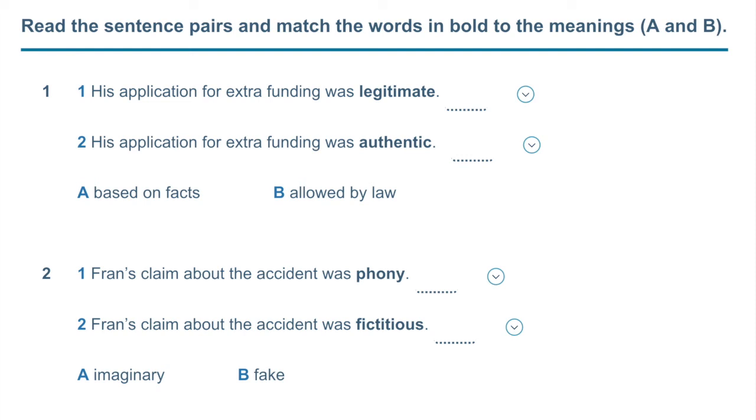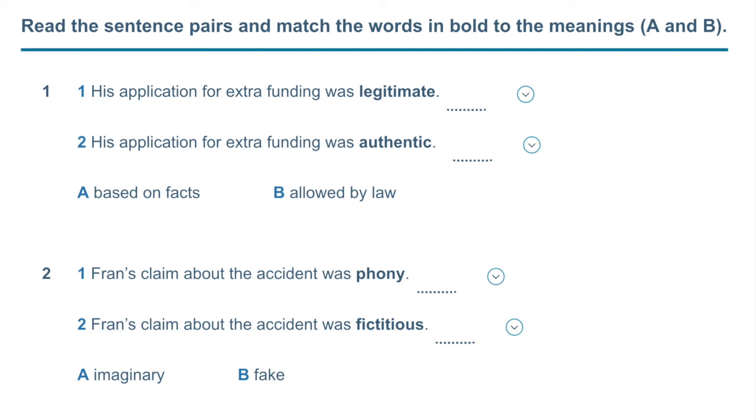Now let's see activity 3. And this is the last activity that we are going to do in this video, because then exercise 4 is also in the Google Forms. So read the sentence pairs and match the words in bold to the meanings A and B. So this is meant to revise some of the vocabulary that we saw at the beginning.